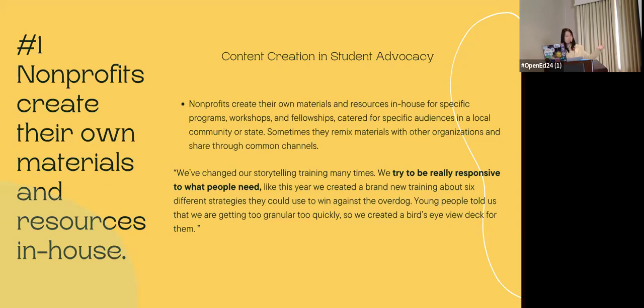And for a quote from one of our participants, they're trying to be really responsive to the people that they target. They're on the ground listening to youth. They're creating brand new training here and there because they want to improve on their strategies. So a lot of rich content is out there.